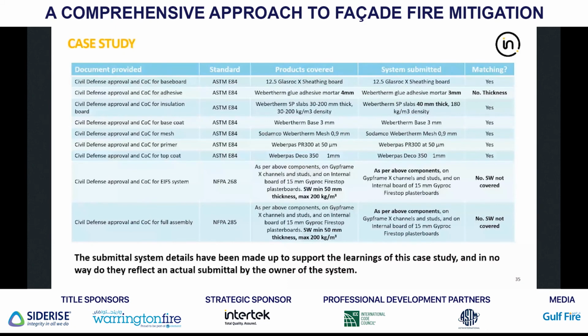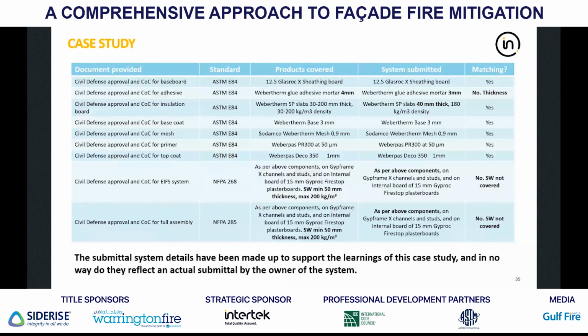So sheeting board, check, same thing. Here we have a mortar of 4 mm, and they submitted a 3 mm mortar. So it's not matching what they submitted with the product covered by the documentation because of the thickness. We have the E84. They've submitted 40 mm slabs with 180 density. This is covered, no problem, by the E84. Again, same thing with the base coat, the mesh, the primer, the top coat. They all match. This is good.